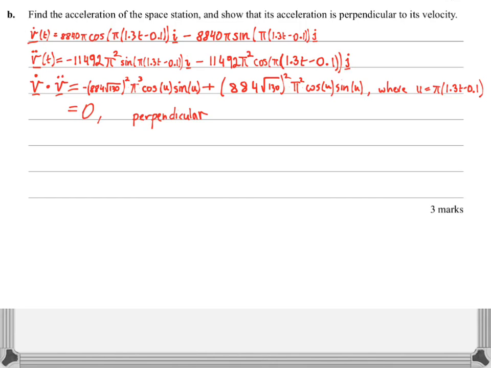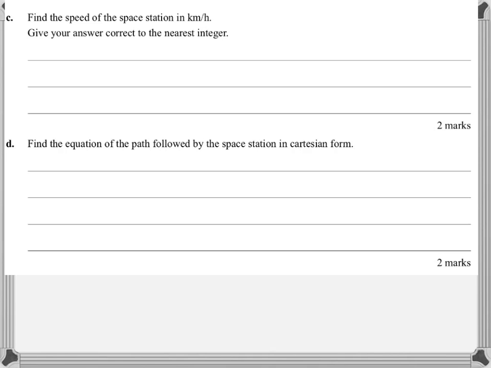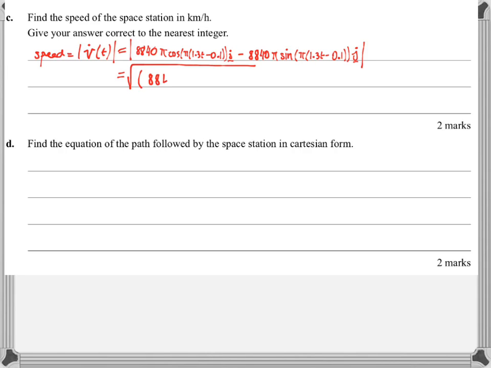Okay, fantastic. Part C, find the speed of the space station in kilometers per hour. Speed is the magnitude, the modulus, of the velocity vector. So we set up our velocity vector, write that down as we determined it from the previous question from the CAS, and we take the modulus. We square the x component plus square the y component and then take the square root.